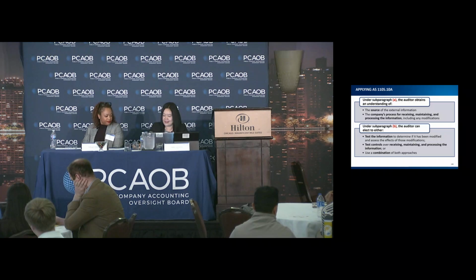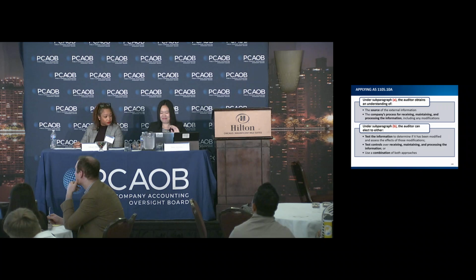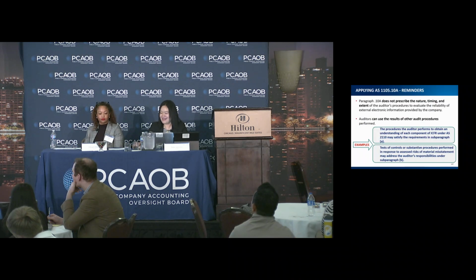As just shown on the slide, when applying subparagraph B, the auditor has two testing options: testing the information to determine if it has been modified, or testing the company's controls over the information. The auditor may apply a combination of those two approaches. You may be asking yourself how much testing is required under subparagraph B of paragraph 10 cap A. And that question has certainly come up. And the answer, as you can probably guess, is it depends.